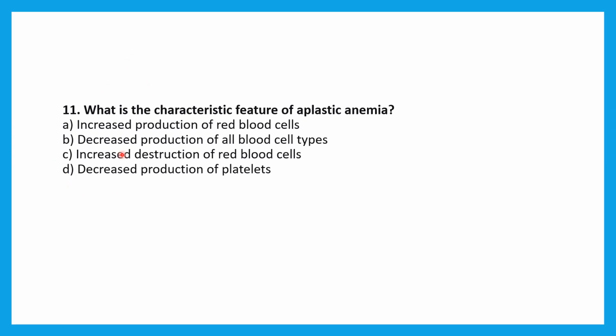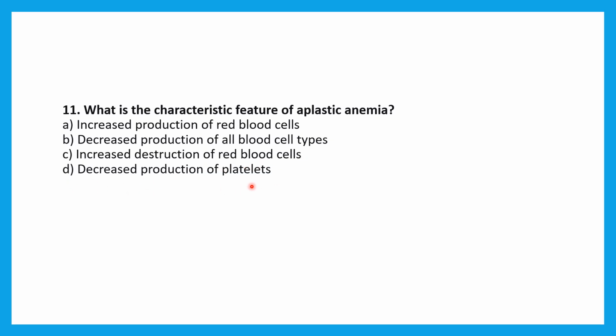Question number 11. What is the characteristic feature of aplastic anemia? A, increased production of red blood cells. B, decreased production of all blood cell types. C, increased destruction of red blood cells. D, decreased production of platelets.